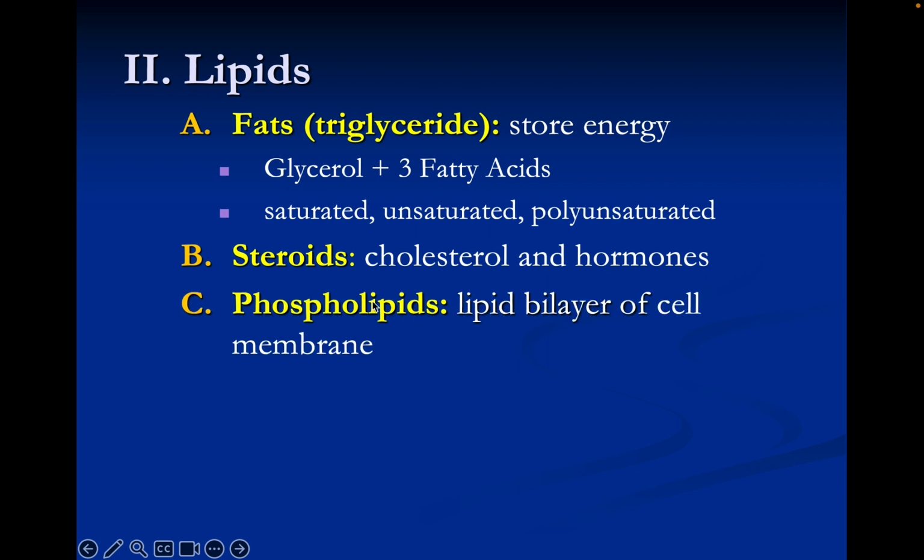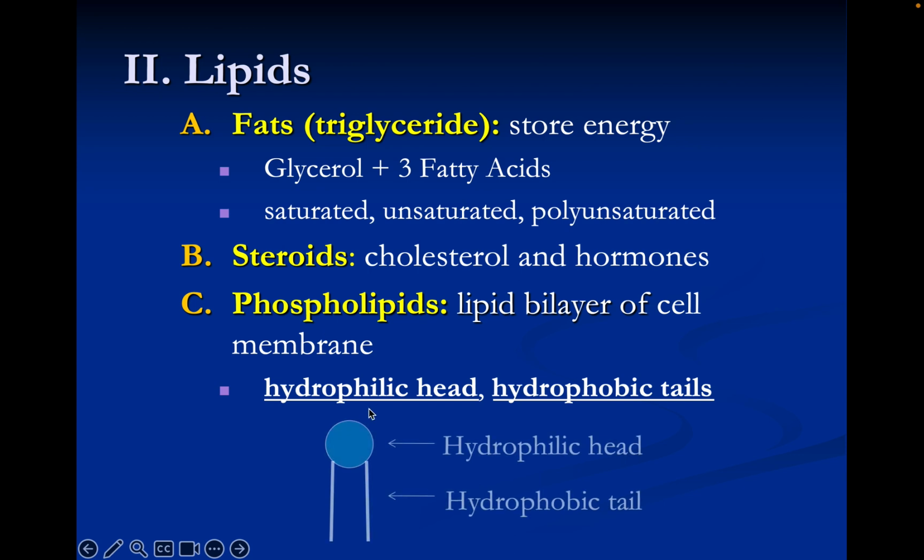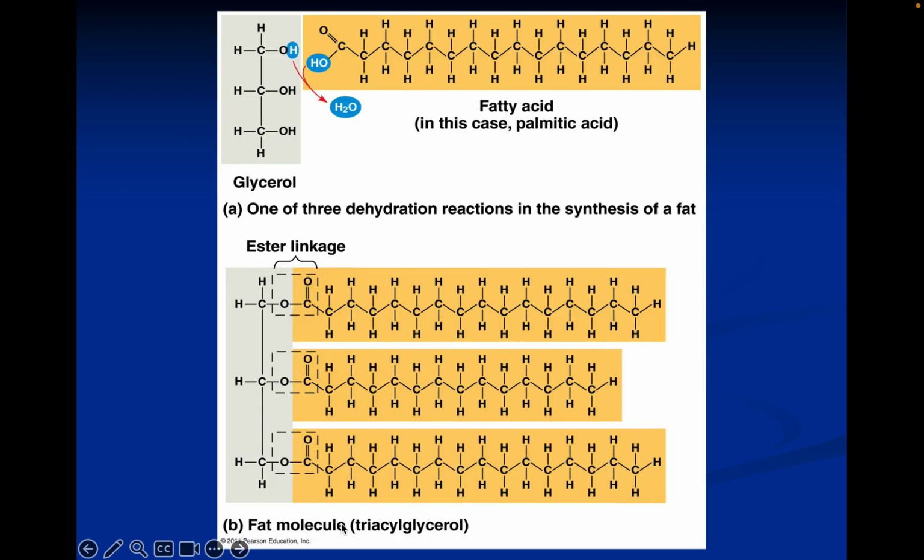The next group are phospholipids. This is the lipid bilayer of your cell membranes. These are very important to the functioning of organisms. They are made up of a hydrophilic head and hydrophobic tails.